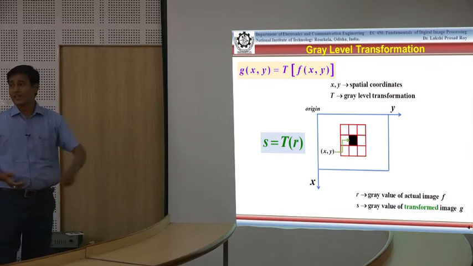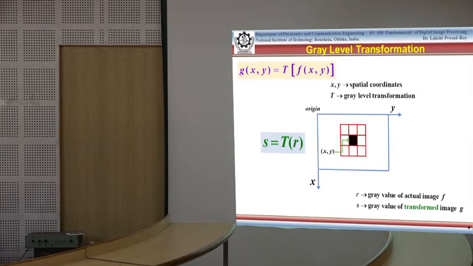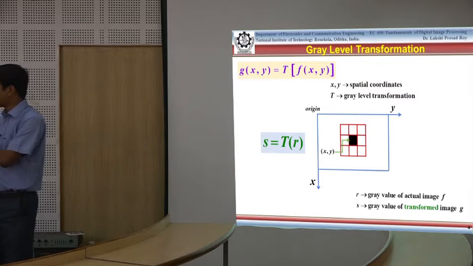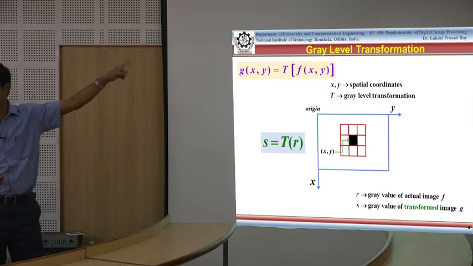Say f(x,y) is the intensity value for a particular image coordinate x and y. In that, the intensity value is represented by f, and it is a function of the spatial coordinates x and y. So, it is represented as f(x,y).